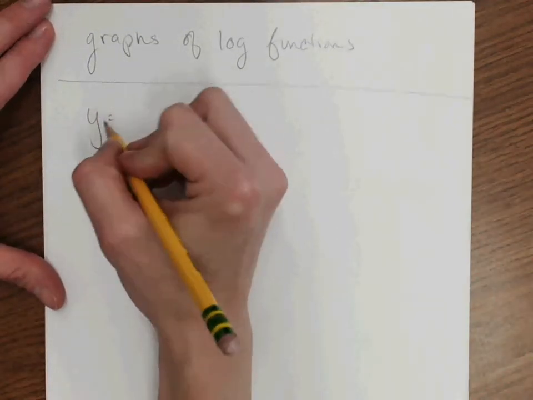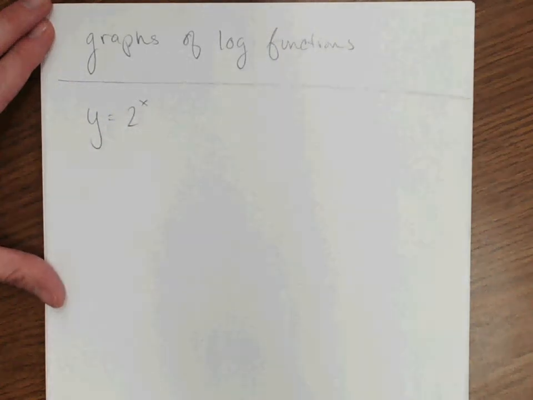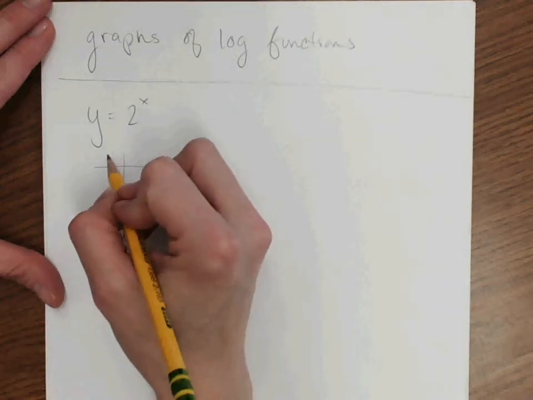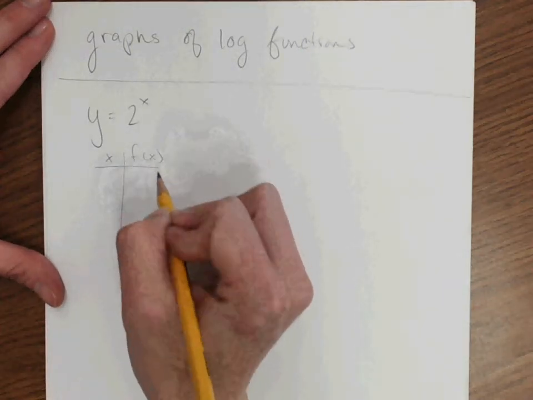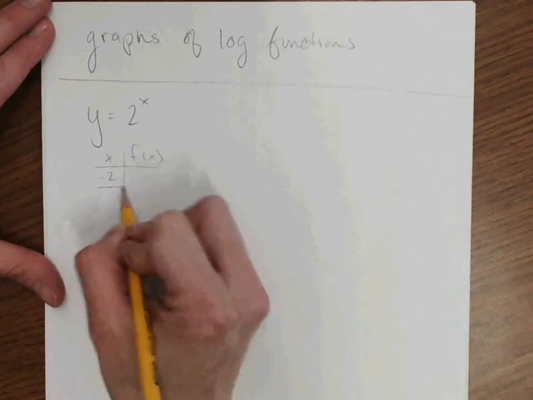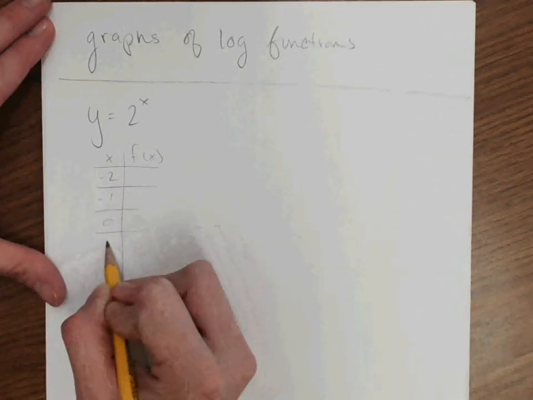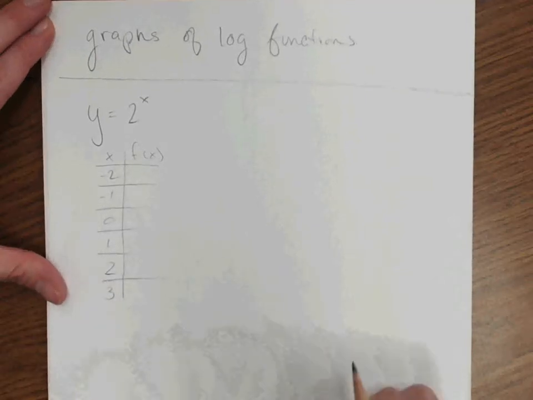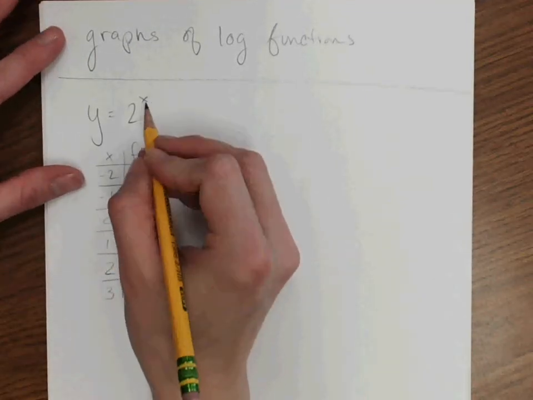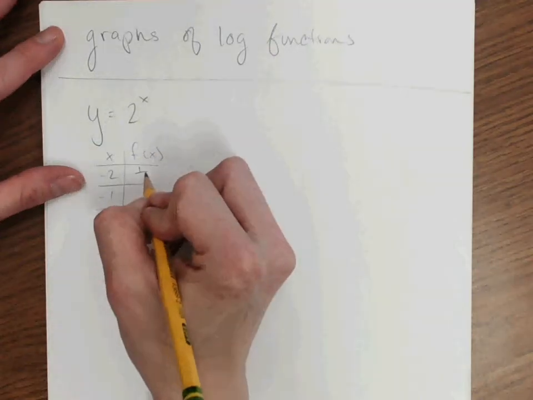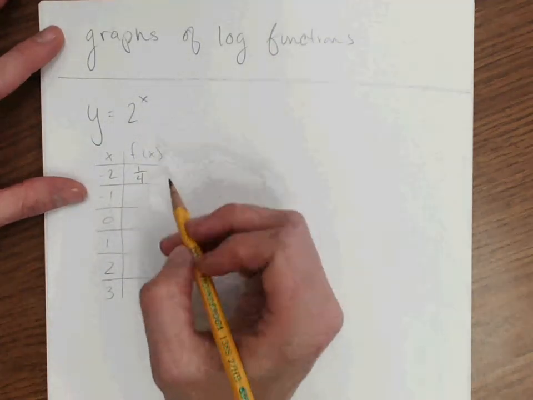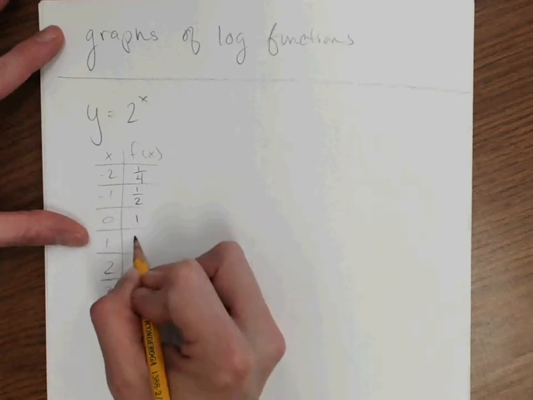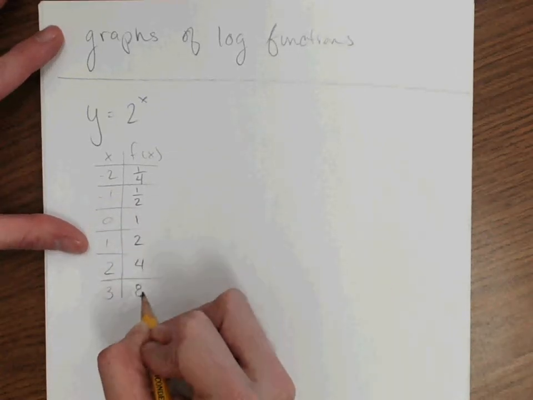So if I look at y equals 2 to the x, then I'm going to make the graph of this real quick. I'm not even going to do anything fancy with it. I'm going to plug in -2, -1, 0, 1, 2, and then 3, just so I can get a good shape for it. -2, remember that's a negative exponent, so it's going to be a positive 1/4. It flips it upside down and squares it. This is going to be a positive 1/2, 1, 2, 4, and then 8.